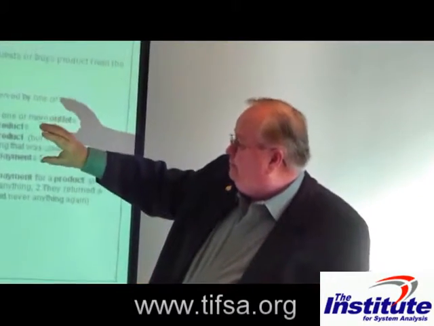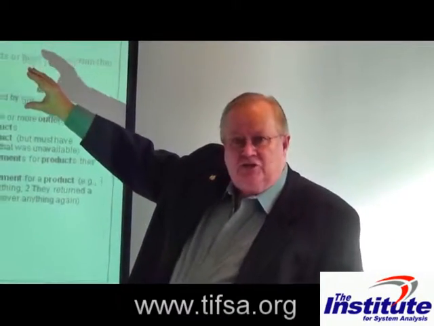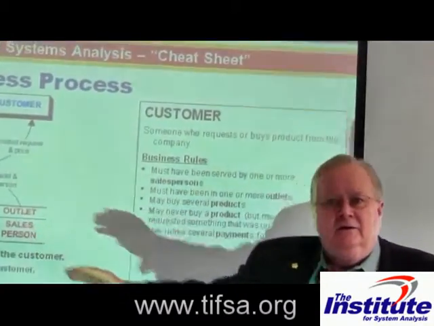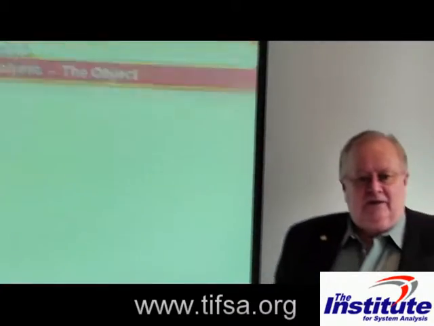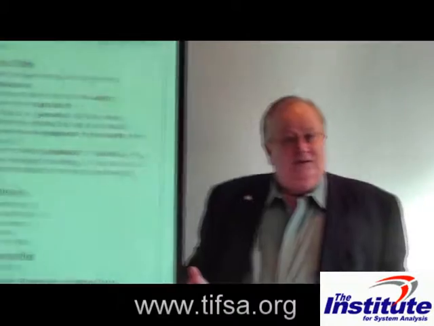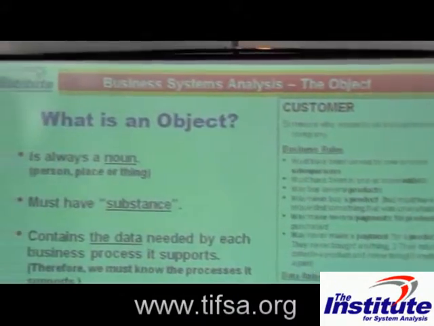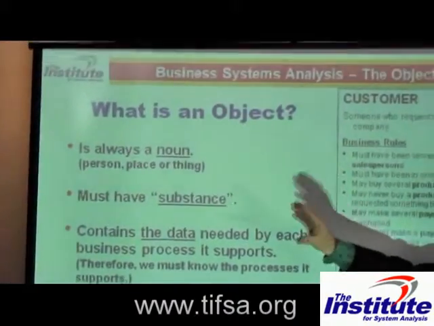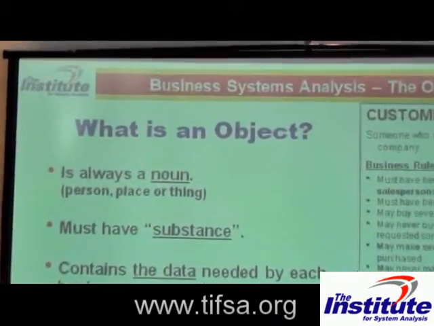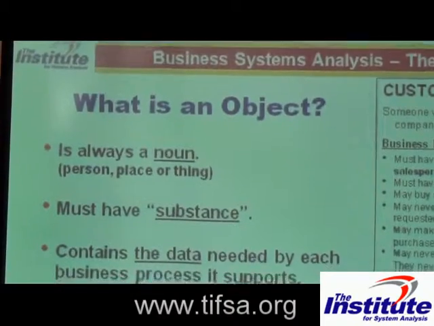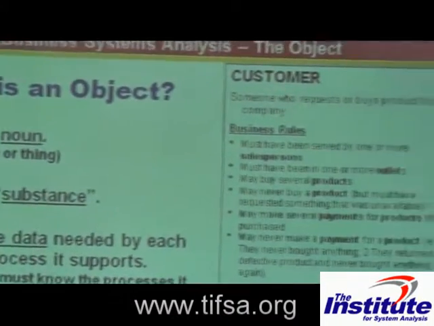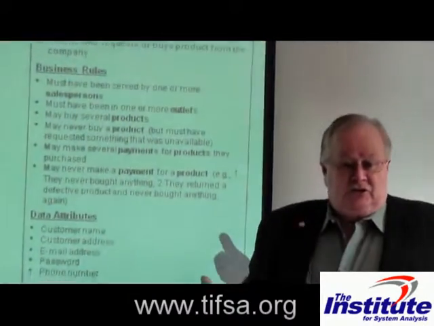Now, the object definition, data attributes, business rules, and so on, that applies to every object, not just the example we're showing here. So what's an object again? Well, an object is always a noun. It's a person, place, or thing. An object has to have substance. What I call substance in this case is that it has to have two or more data attributes. If it only has one data attribute, then it's just a data attribute.